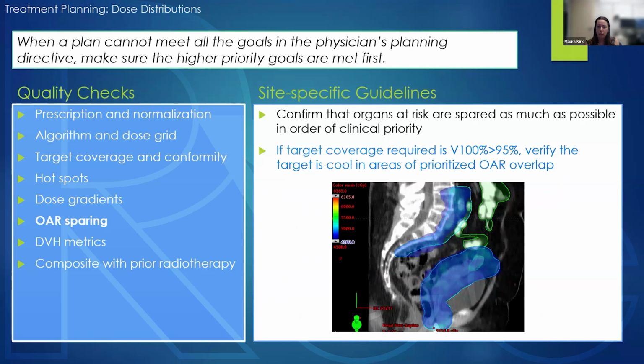For OAR sparing, your goal is to confirm that all OARs are spared as much as possible. And so you might look at, if the target coverage required is that V100 is greater than 95, you want to verify that the target is really only cool in areas of prioritized OAR overlap. So here you can see we have really good target coverage. The V100 is only pinching in right in areas of overlap with the bowel there.